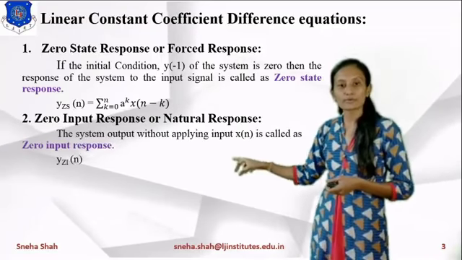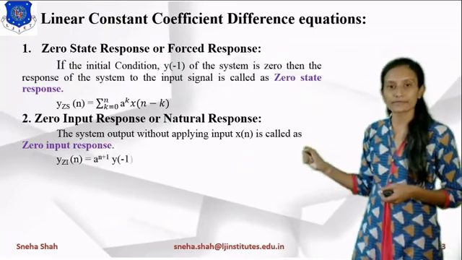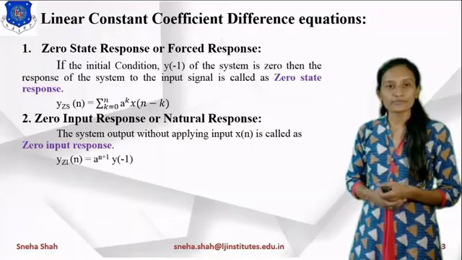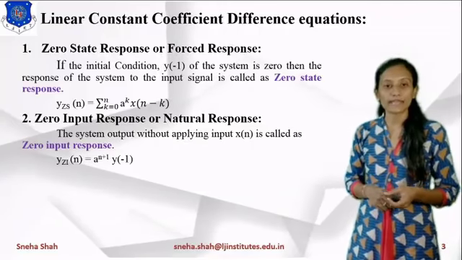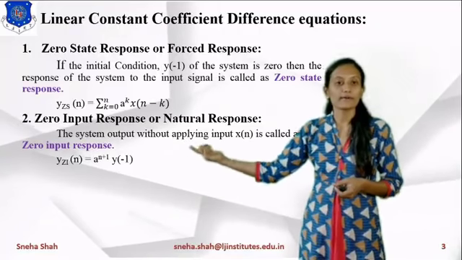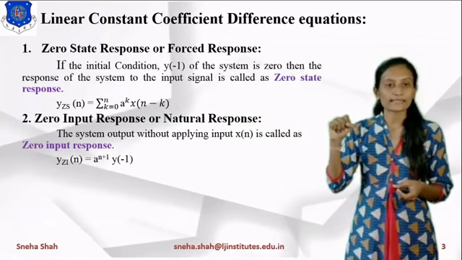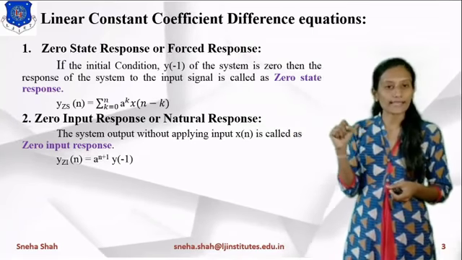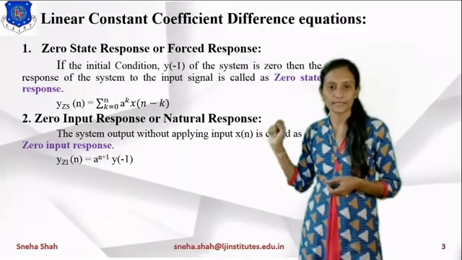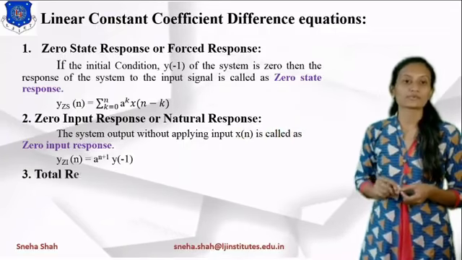So the system output without applying any input, meaning if we take x of n equals 0, is represented as the zero input response. And as you know, if we do not take x of n, then the only term will be a raised to n plus 1 y of minus 1. So this is represented as zero input, that is zi. So the term will be y zi of n equals a raised to n plus 1 y of minus 1.